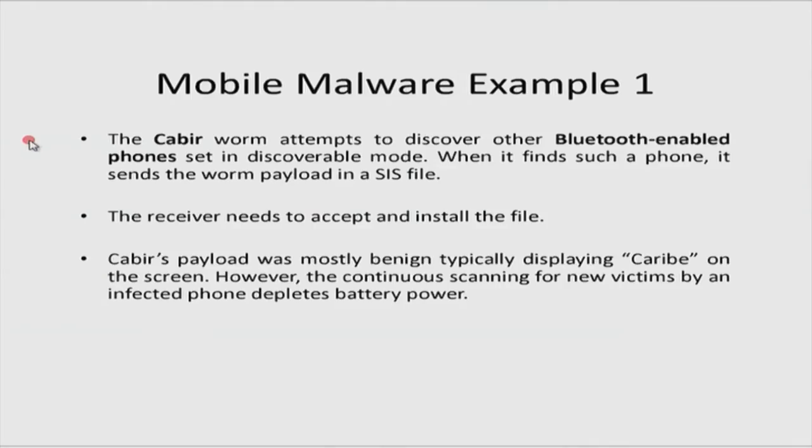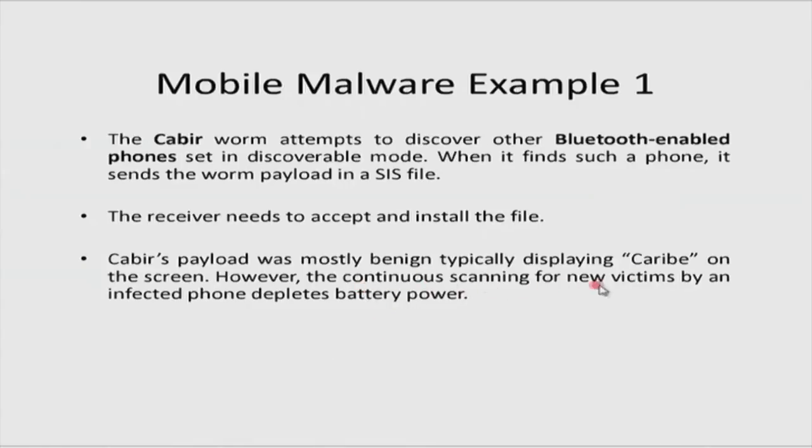So two examples which are very well known are the Cabir worm, which attempts to discover other Bluetooth-enabled phones set in discoverable mode. When it finds such a phone, it sends the worm payload in a .sis file, a Symbian installation file. The receiver needs to accept and install the file. It was basically a proof of concept worm. So the payload was mostly benign, nothing very malicious, typically displaying things like Cabir on the screen. The negative thing about this is that it continuously scanned for new victims.